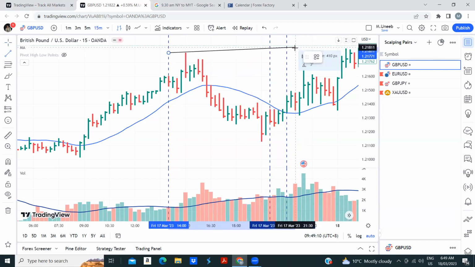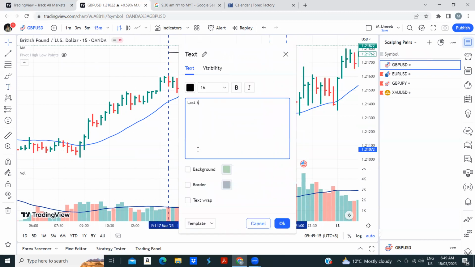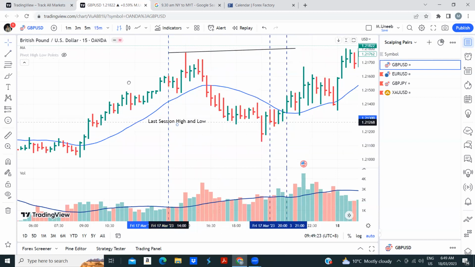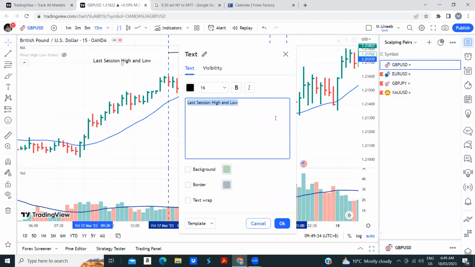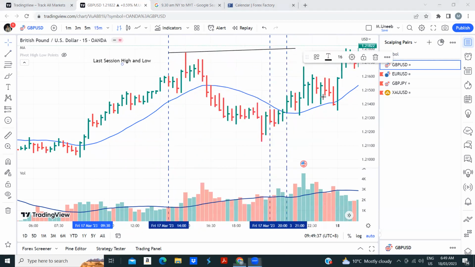Because the point is last session high and low. The reason why we don't take the Euro open or the London session high. What's the reason why we took this Asian session high and low? Why are we measuring between Asian session and this New York session?